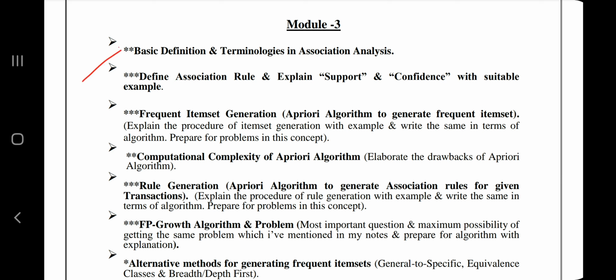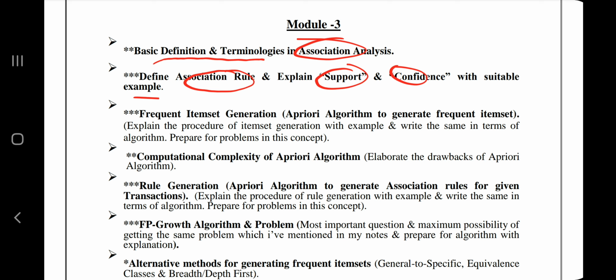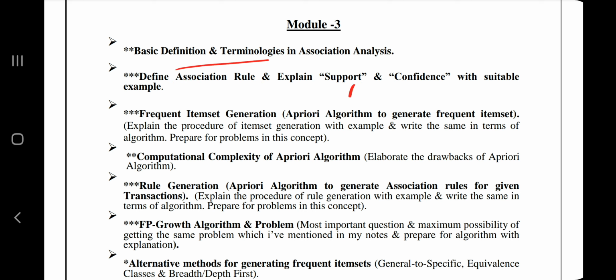When you see the stars here, based on the stars you have to decide what things you have to focus on. I told you, right, there are basic definition terminologies in association analysis. That's the first thing you need to keep in mind. Okay, after that, define association rule and explain support and confidence with a suitable example. That's a greater detail of this one. The basic terminologies are covered in greater detail for two definitions among the many definitions. What is support and confidence with an example? Explain that. And what is association rule? What do you mean by association? You have to define it in a more precise manner.